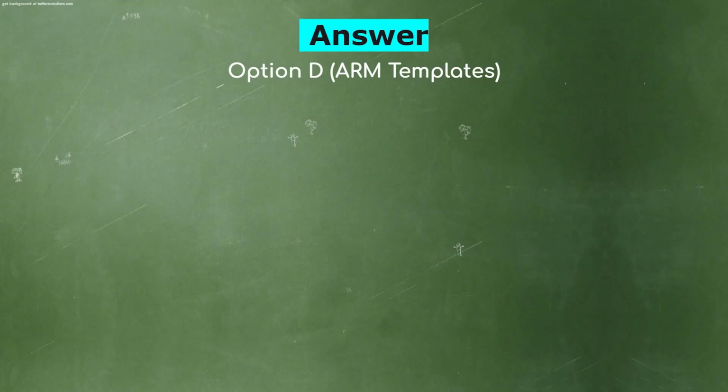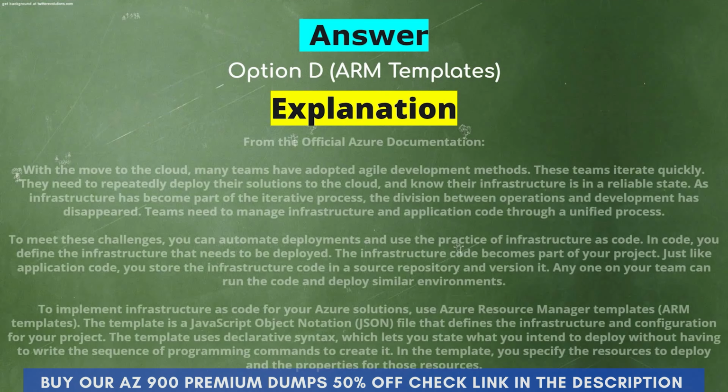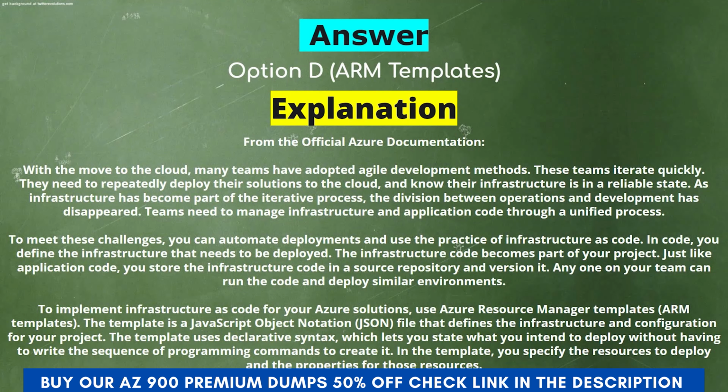ARM templates. Explanation. With the move to the cloud, many teams have adopted agile development methods. These teams iterate quickly. They need to repeatedly deploy their solutions to the cloud and know their infrastructure is in a reliable state. As infrastructure has become part of the iterative process, the division between operations and development has disappeared. Teams need to manage infrastructure and application code through a unified process.